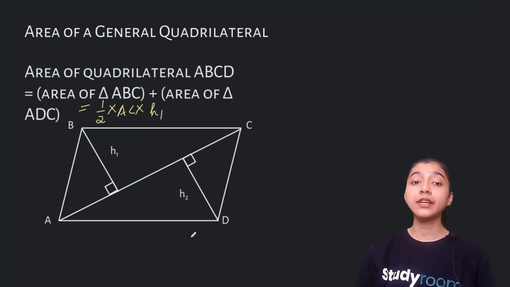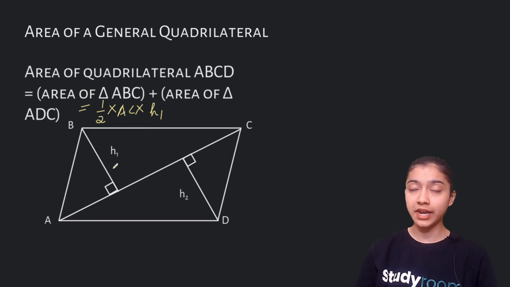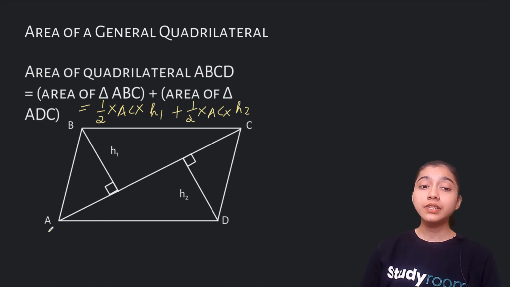Now, in order to calculate the area of this entire quadrilateral, I have to add up the area of triangle ABC with the area of triangle ADC. Now we have to write the area of triangle ADC, which will be equal to half multiplied with base into height. Again, the base is AC and the height over here is H2. From these two terms, we will be taking half and AC common.